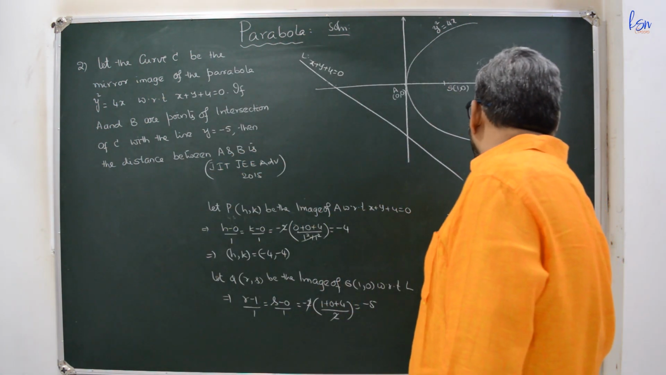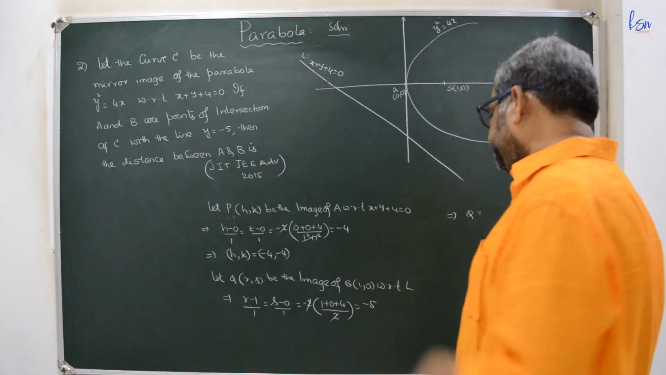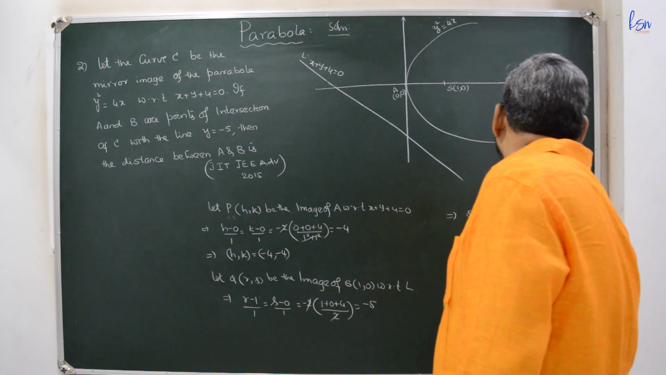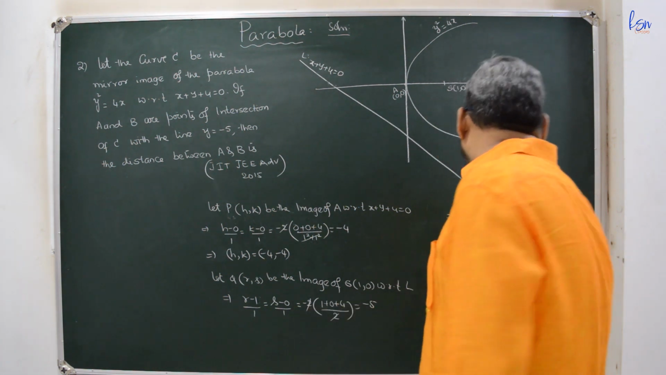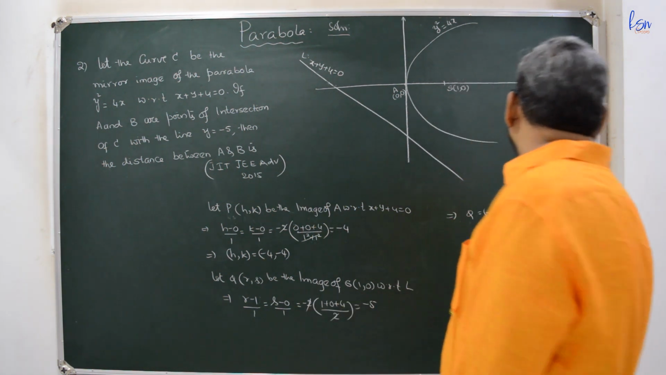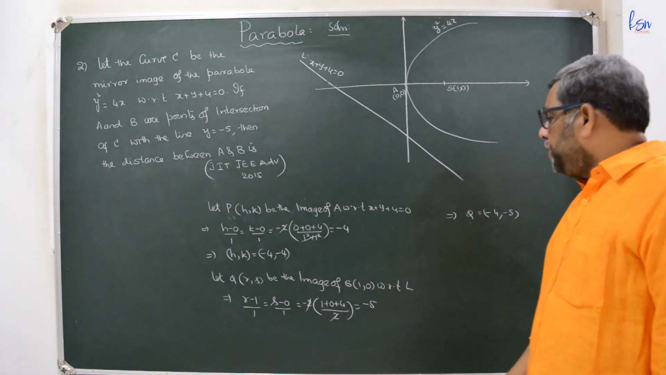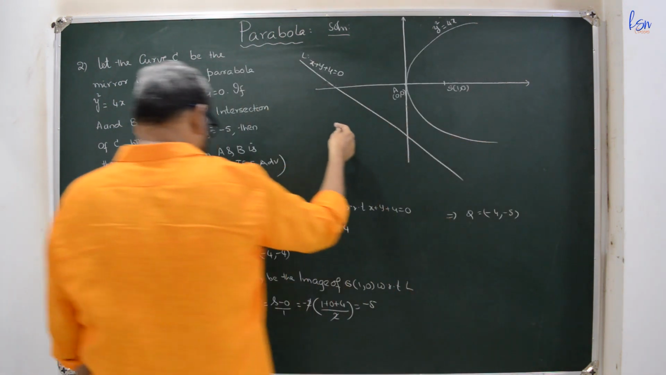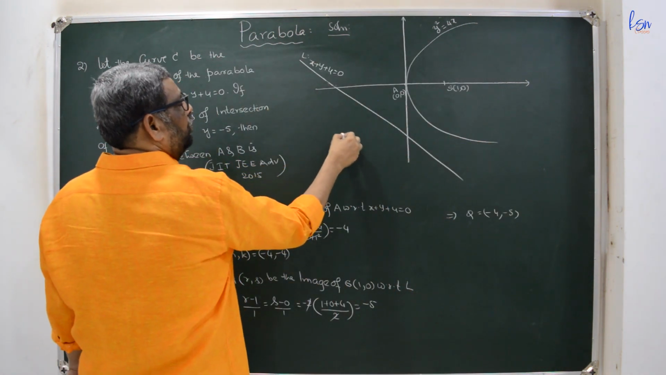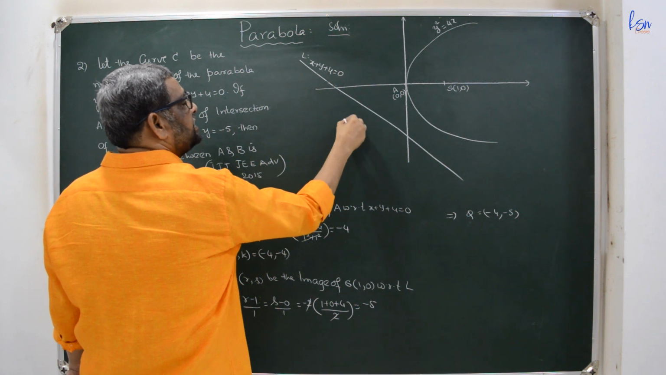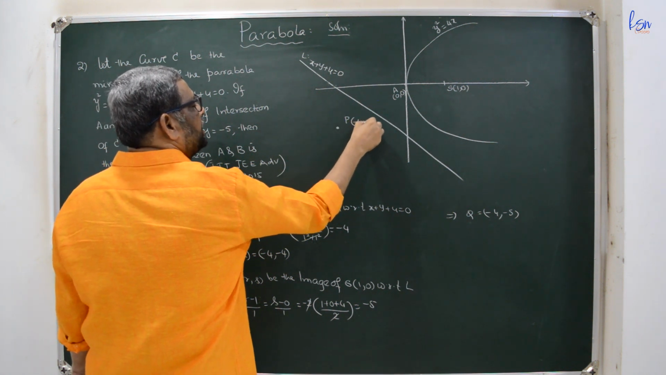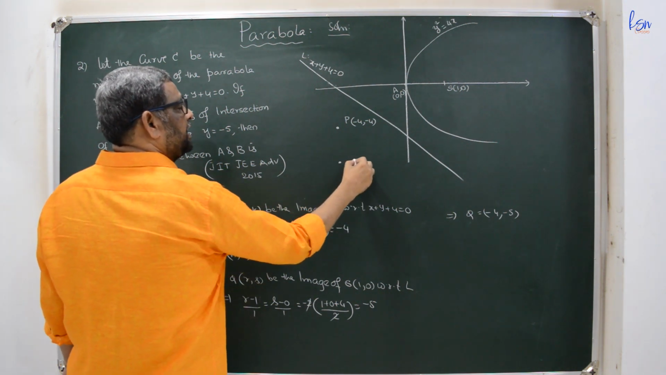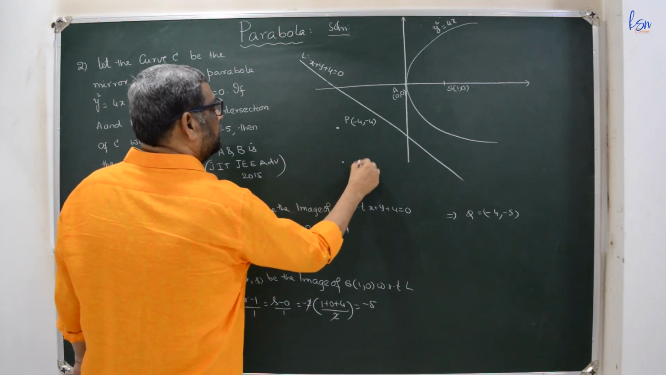It implies that Q is equal to (minus 4, minus 5). This will be minus 5. So this is the Q. Now the image of A is somewhere here, minus 4 comma minus 4. You can consider this to be point P, (minus 4, minus 4). This will be Q, (minus 4, minus 5).